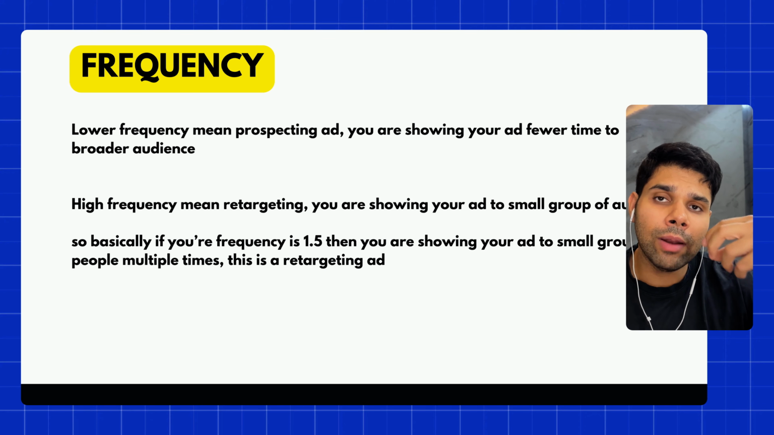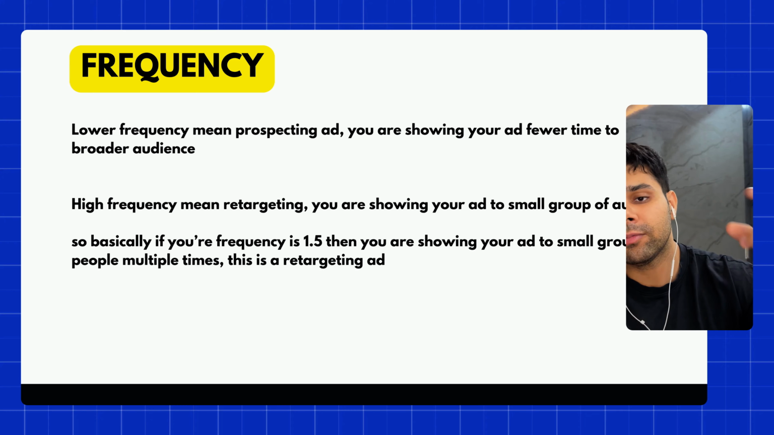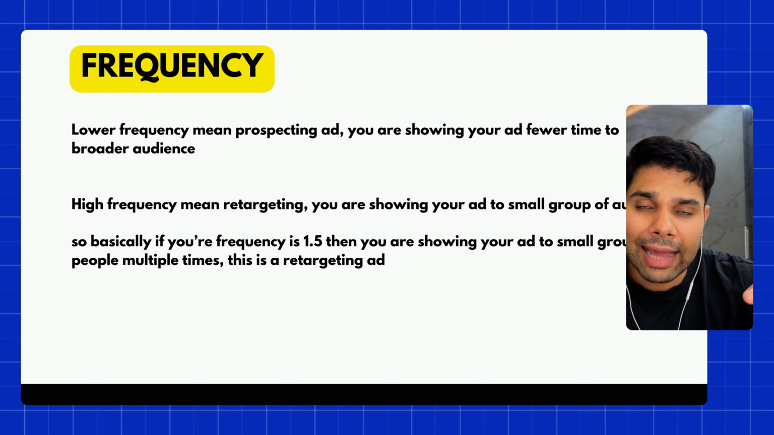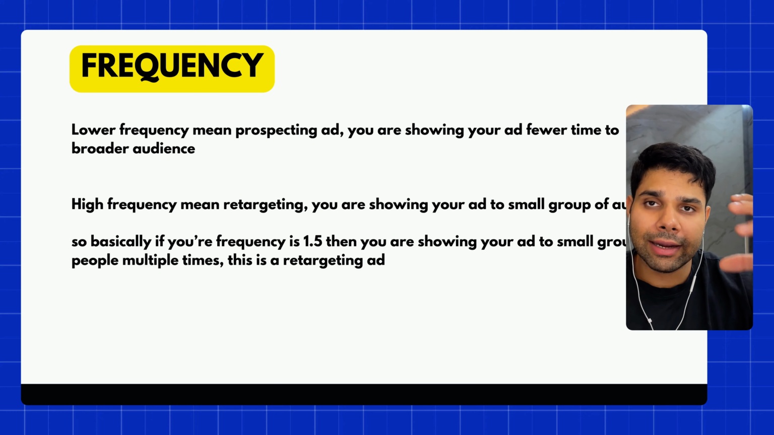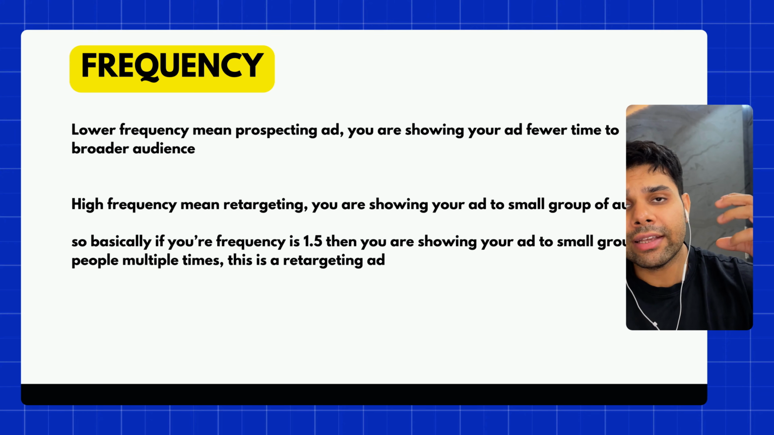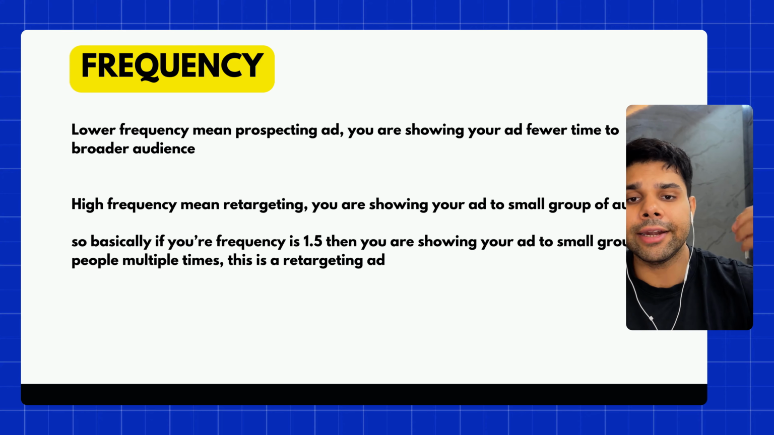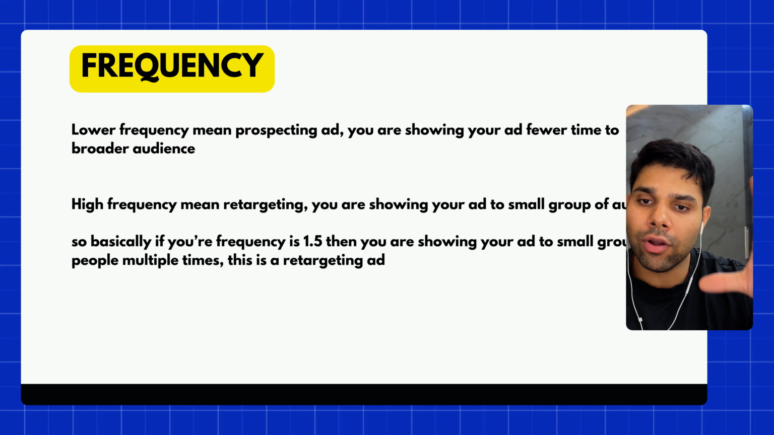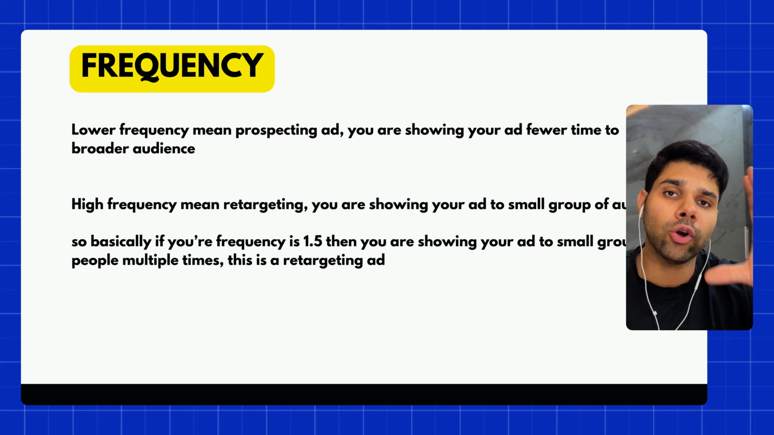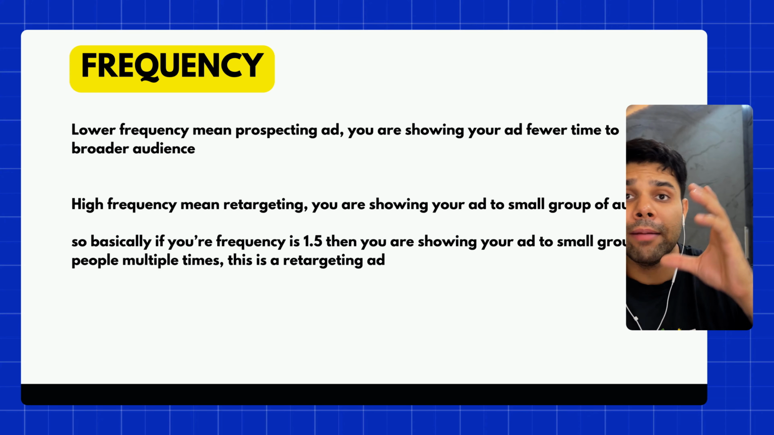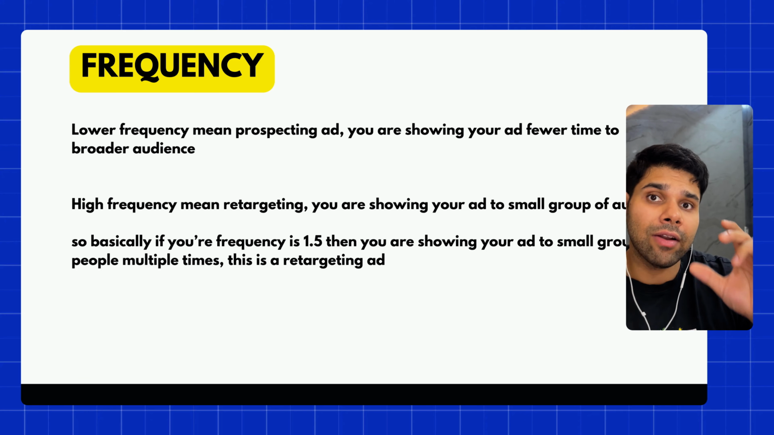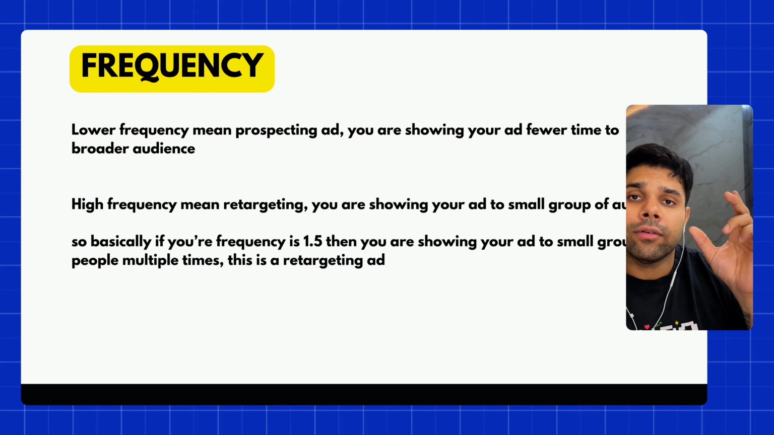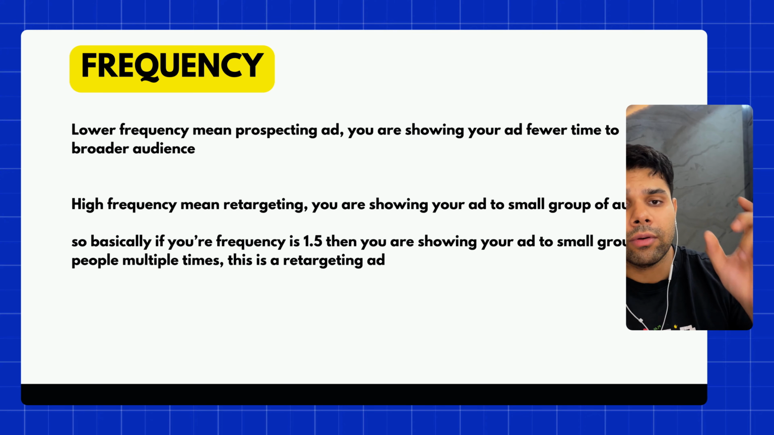Then only will you be able to see which ad is showing multiple times in a day. If it is a high frequency, that obviously means it is a retargeting ad. You are showing your ad to a small group of audiences. So basically, if your frequency is 1.5, then you are showing your ad to a small group of people multiple times. That is retargeting ads. Even at 1.5, it is retargeting ads, because you are showing that particular ad 50% of the time.